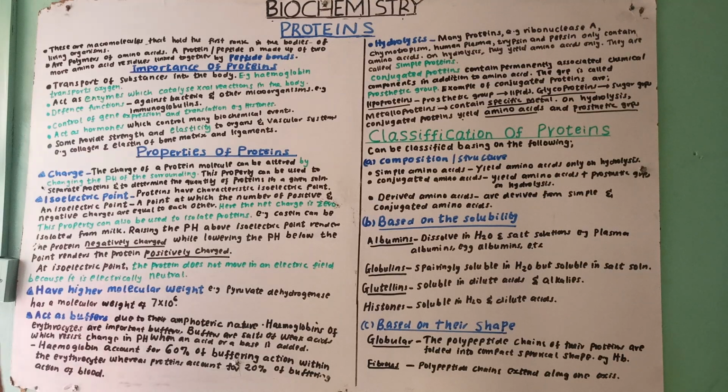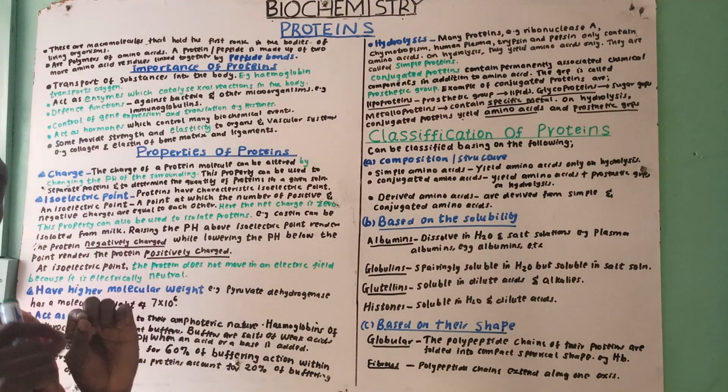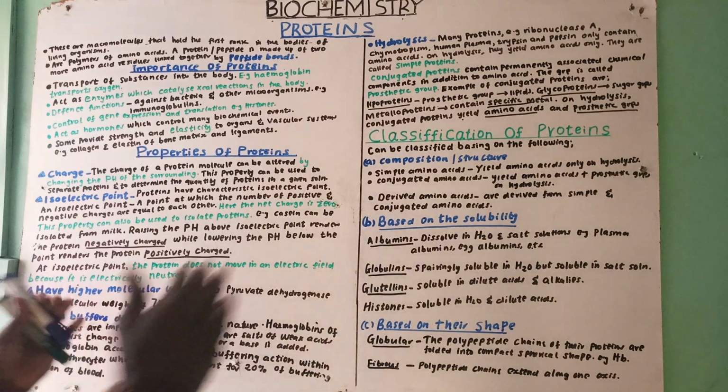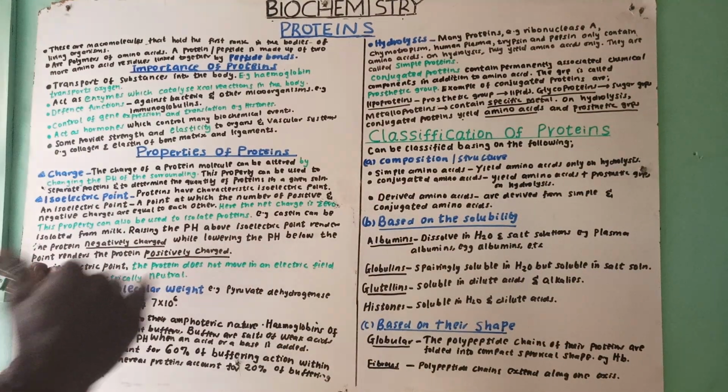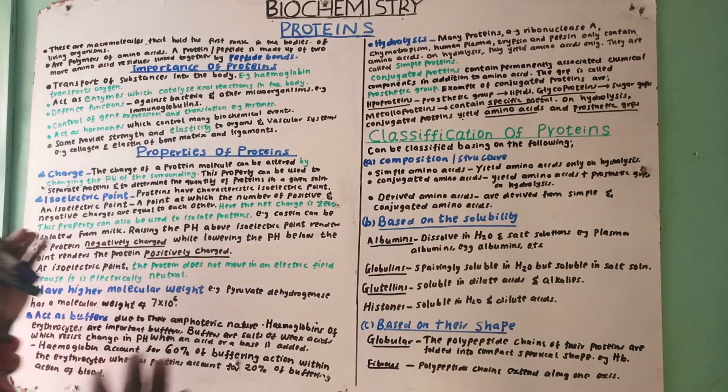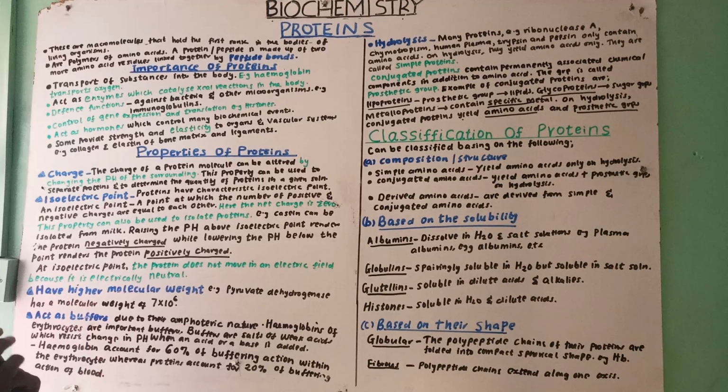So at an isoelectric point, this is a point at which the protein exhibits a dipole moment where it has both positive and negative charge. So the amount of positive charge and the amount of negative charge on a protein are equal, so they cancel each other. At an isoelectric point, the protein does not move in an electric field.